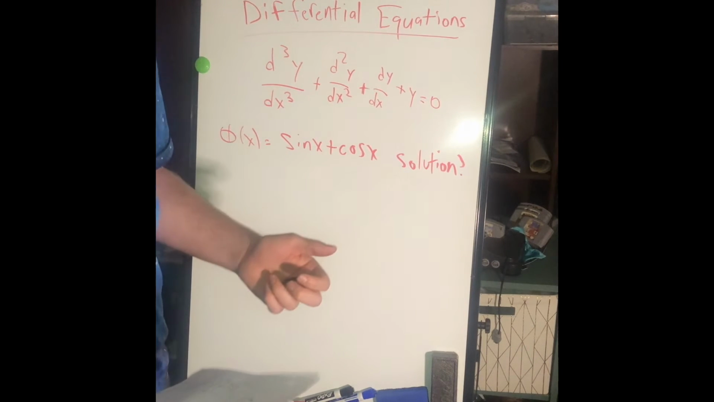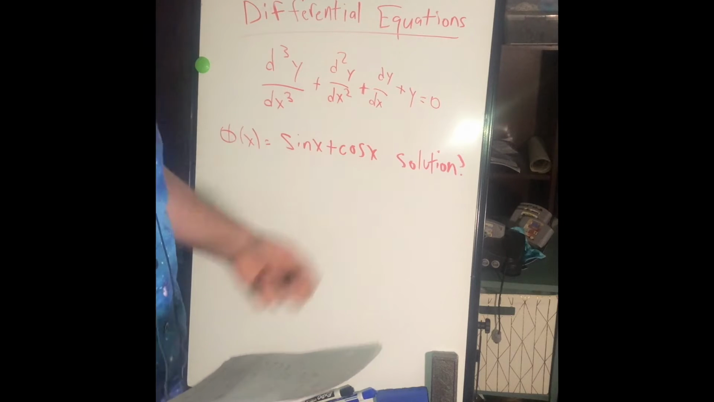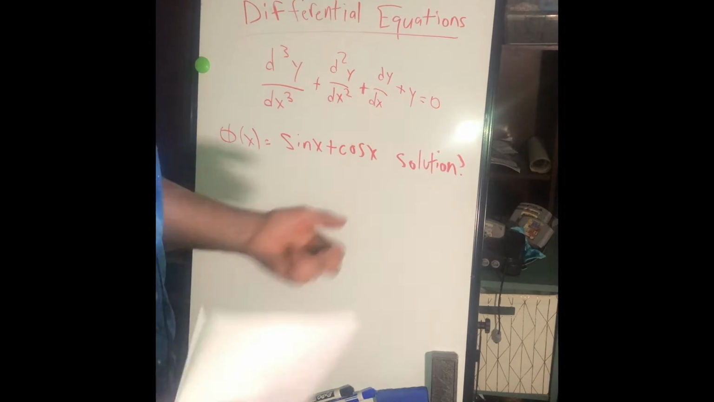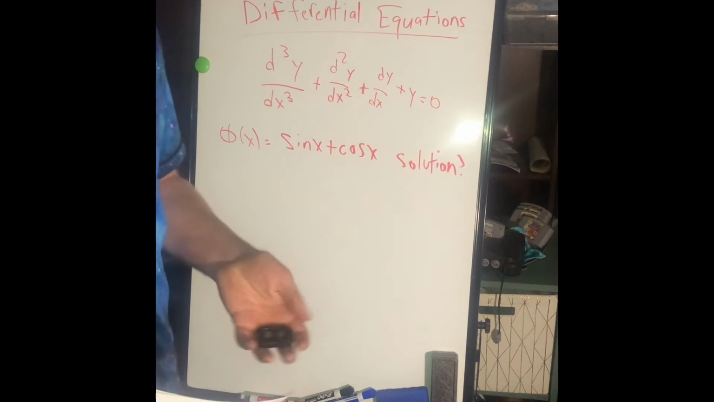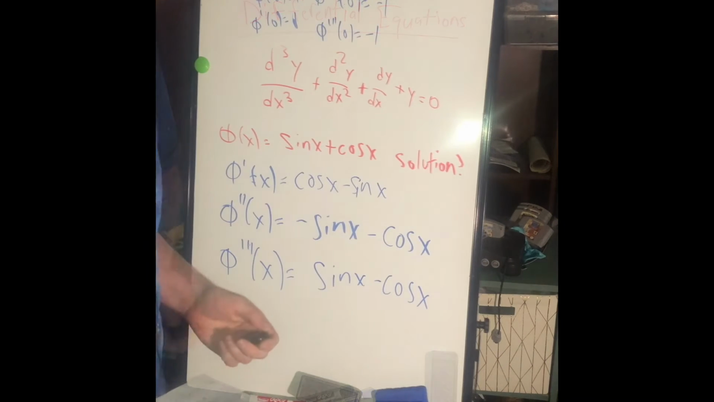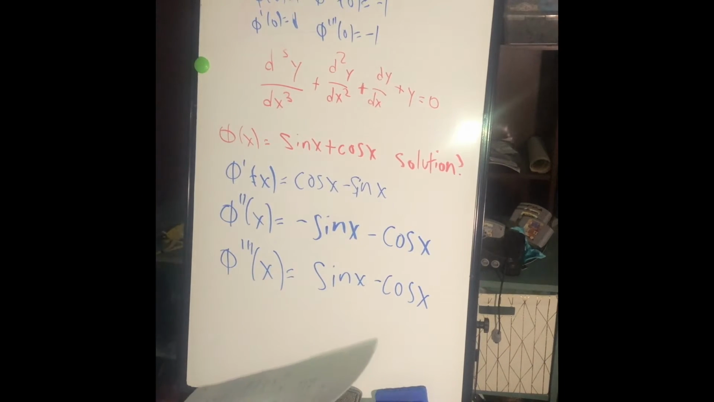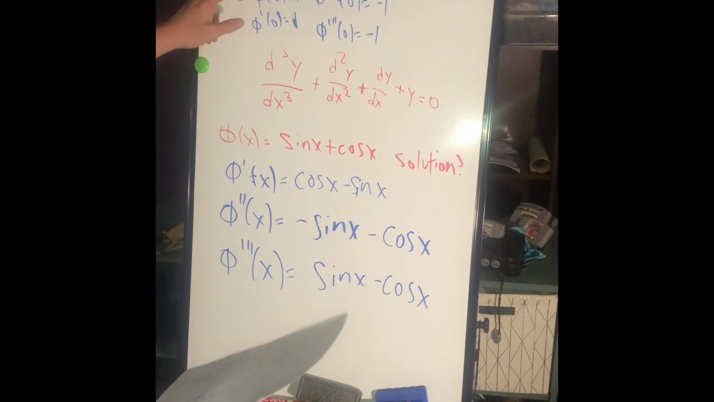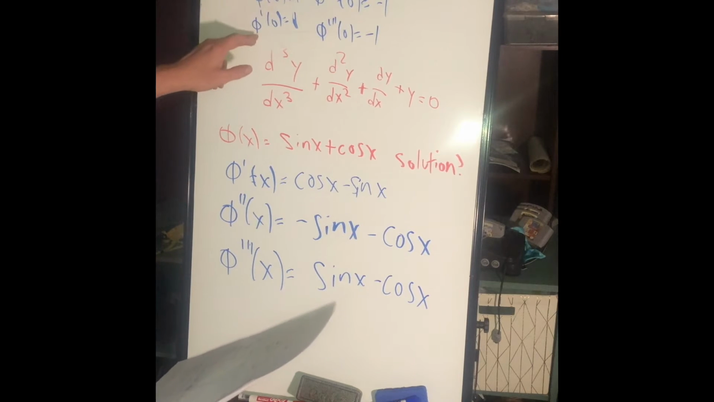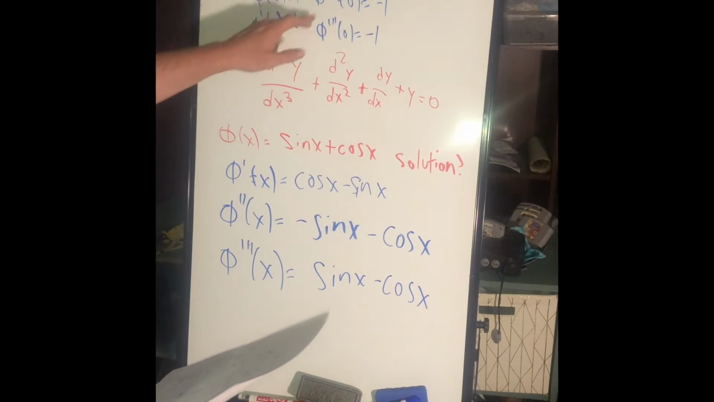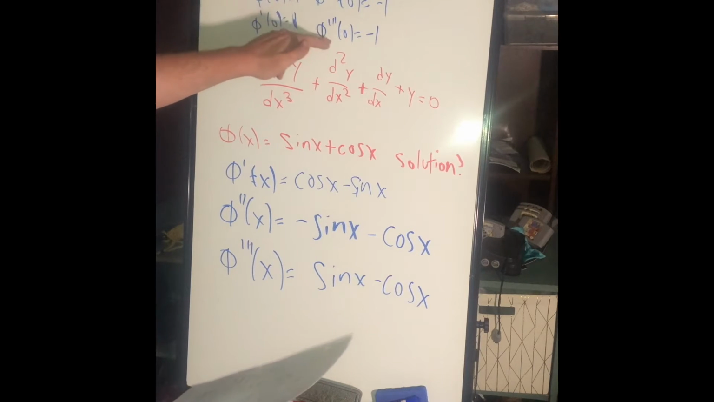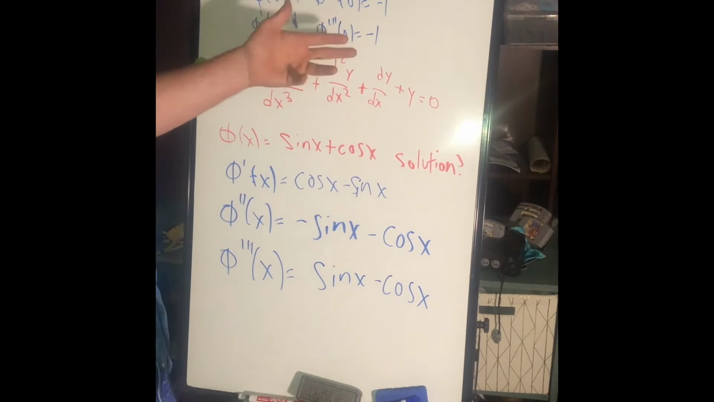I also forgot, this is an initial value problem, but I'll move it on to the next screen. So, one moment. Okay, so I included the initial values. So phi of 0 is equal to 1, phi prime of 0 is equal to 1, phi double prime of 0 is equal to negative 1, and phi triple prime of 0 is equal to negative 1.